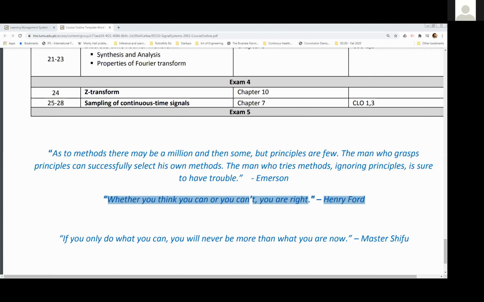Sir, I think what is most important is to think about doing something. Yeah, you have to think that you want to do it, whether you do it right or wrong, that is a different case.